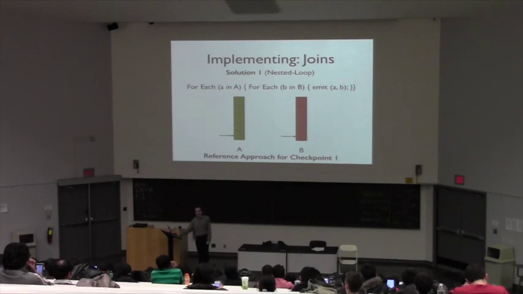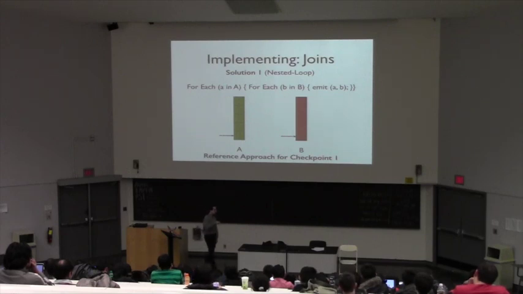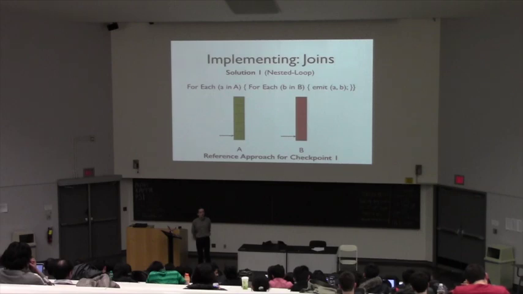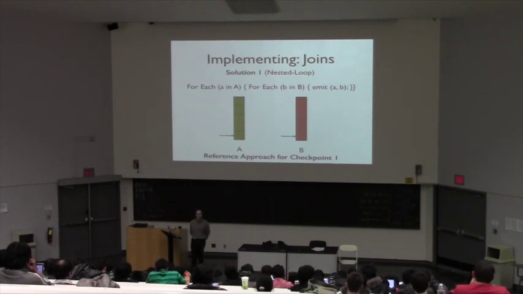This is the approach taken by the reference implementation for checkpoint one. Please note that this will not be the implementation approach taken in checkpoint two. So if most of your code is going to be living here, if you want to get started on checkpoint two, this is a place that I would advise looking. Any questions on joins so far?